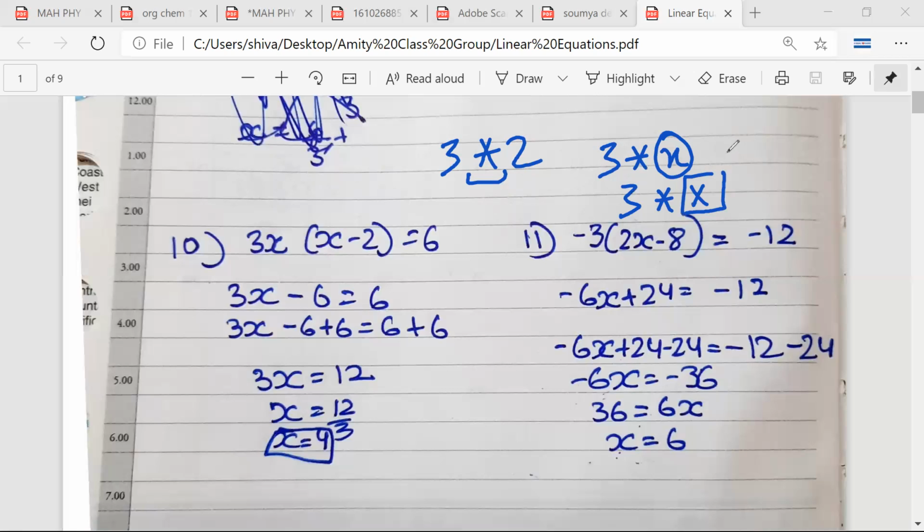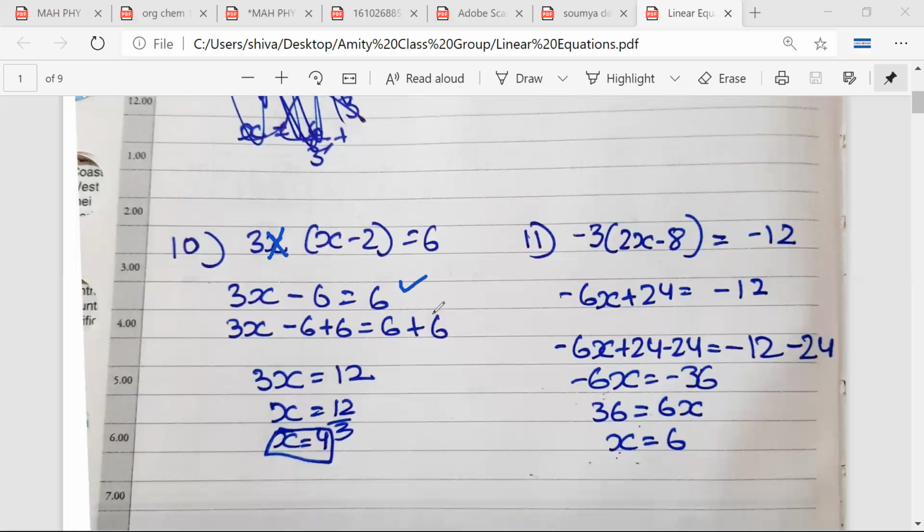Yes, sir. Have you understood the confusion? So you need to be very clear between your x and your multiply, especially if you are a person like me who writes x as well as x. So that is why I write multiply like this. Have you understood? Yes, sir. So be very clear about this. So this is basically a multiply. So 3x minus 6 is equal to 6. Okay, so this is correct.